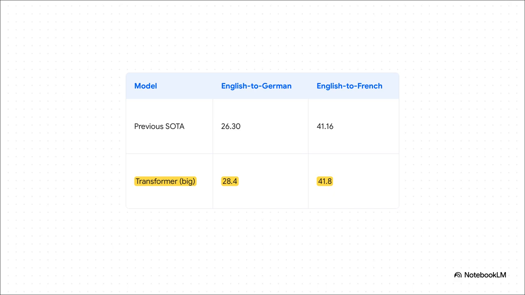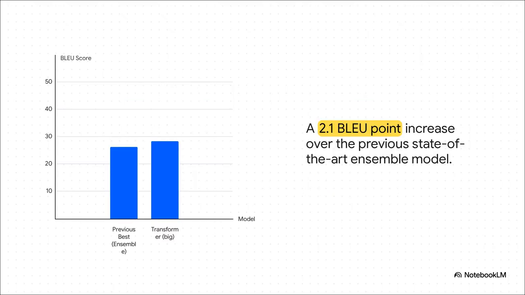What's even crazier is that it beat the previous state-of-the-art, which was a complex ensemble of multiple models working together. The transformer did it with a single, cleaner architecture. And just to visualize that, this wasn't a small, incremental improvement. This was a significant leap forward. The transformer didn't just inch past the old record, it established a completely new state-of-the-art, proving that its architecture was not just different, but fundamentally better.